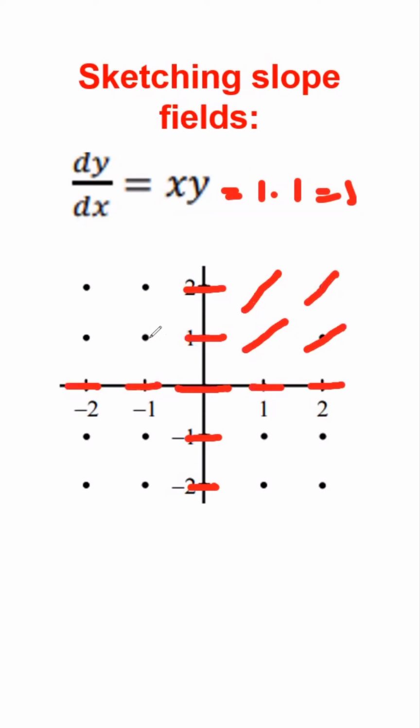Same way here, negative 1 and 1. So the slope will be negative 1, because negative 1 times 1 is negative 1. So the slope would be like this. This is negative 2. And in here, x and y are both negative. So the coordinate of this point would be negative 1, comma negative 1. So when I plug in negative 1 times negative 1, I will get 1.